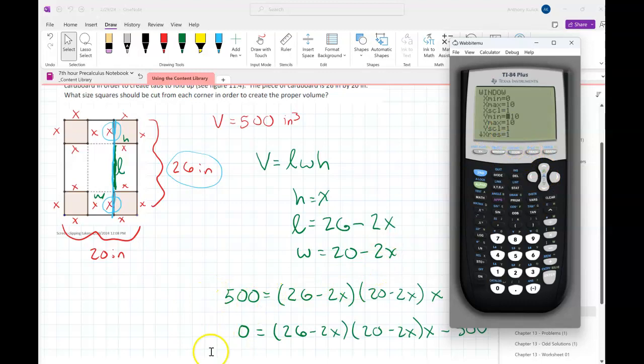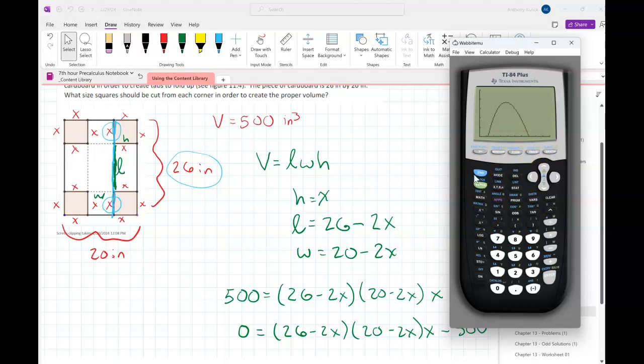This y is representing a volume, so I'm going to make, again, the minimum value there 0. And I don't really know what to expect here. Let's maybe make the y max like 500 or something. I'm just guessing. It's probably going to get big though. I hit graph. Ooh, it was a good guess.